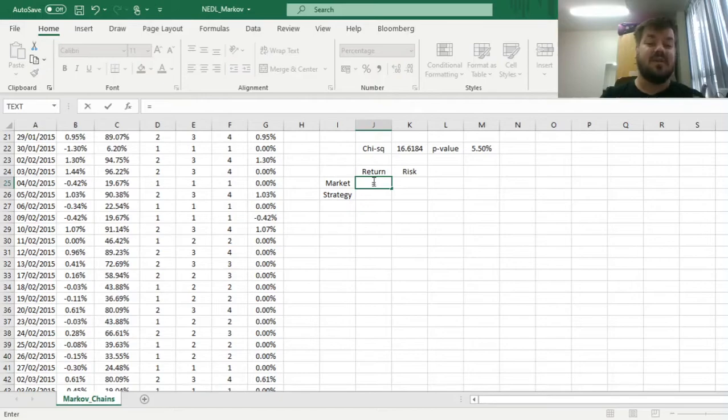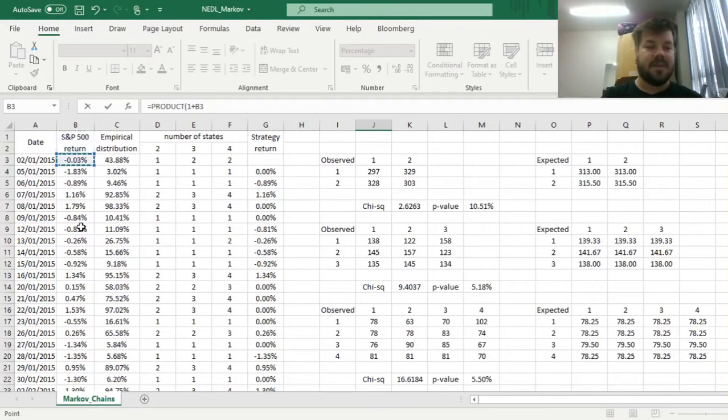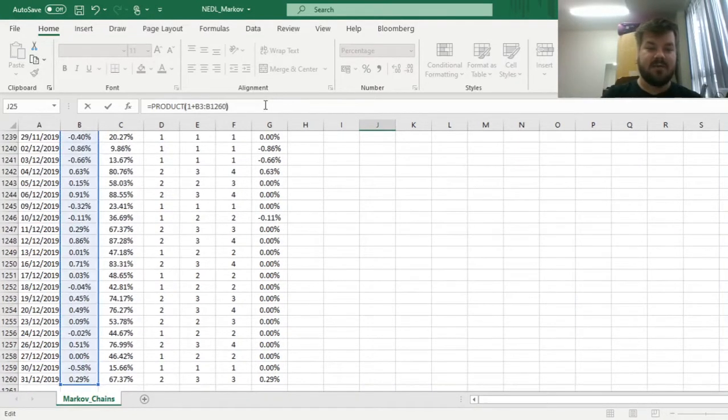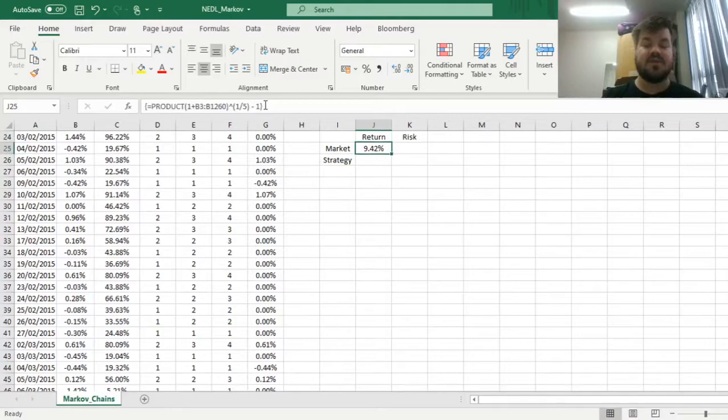To calculate the annualized return of the market, we can, as usual, apply the product 1 plus function and apply it to the whole array of market returns. And given the fact that we've got 5 years' worth of data, we have to raise it to the power 1/5 and subtract 1 to get the return and not the rate of appreciation. And enforcing this formula using Shift Control Enter, we get that the average return of the market annualized during that period was 9.42%, which is pretty typical of the US stock market.